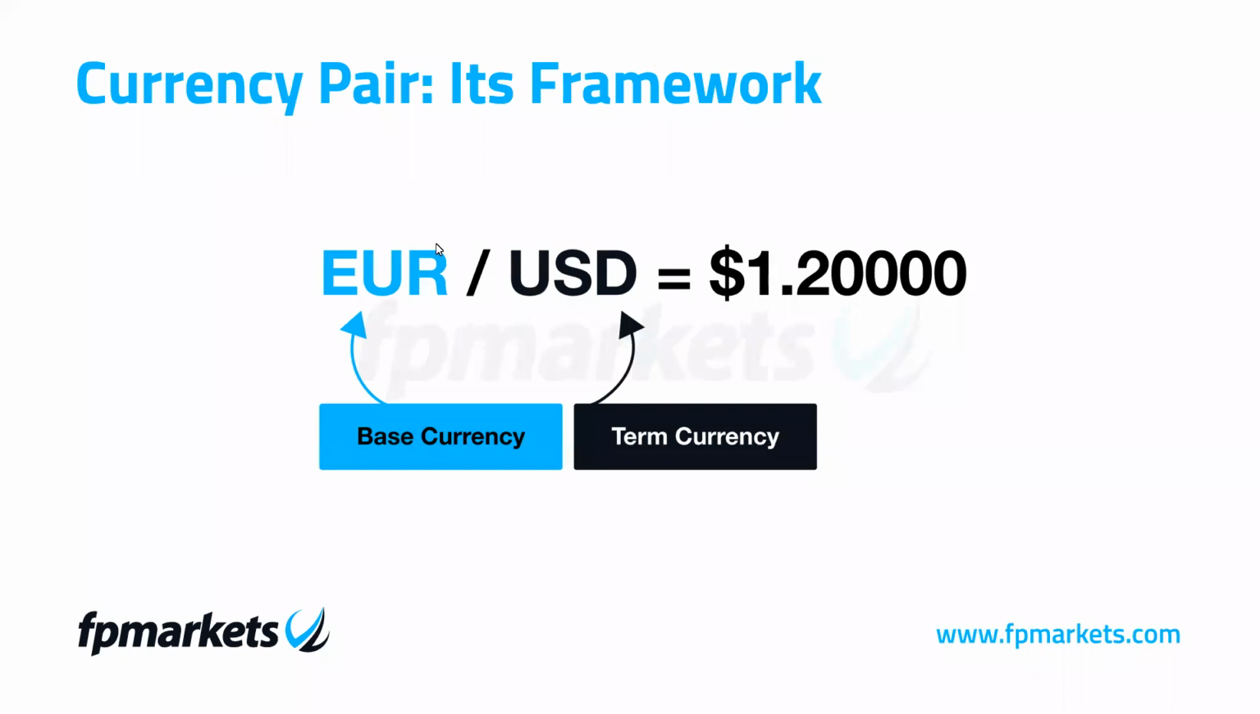The base currency is always found on the left-hand side. In this case, it's the euro. And a term currency is always found on the right-hand side. Just to be clear, a term currency is sometimes referred to as either a quote currency, a secondary currency, or even a countercurrency. But for the sake of today's presentation, let's stick with the term "term currency," and you'll see why shortly.